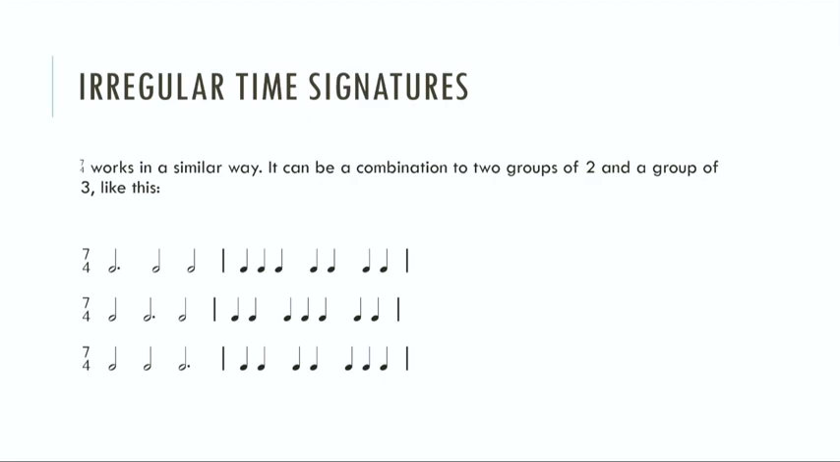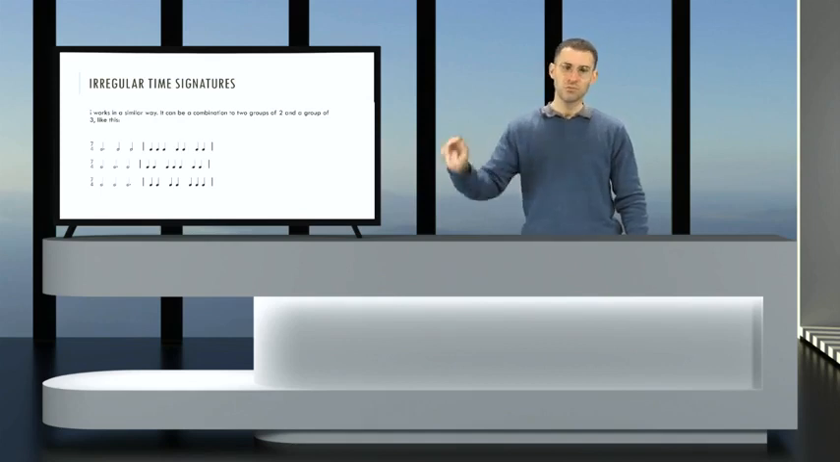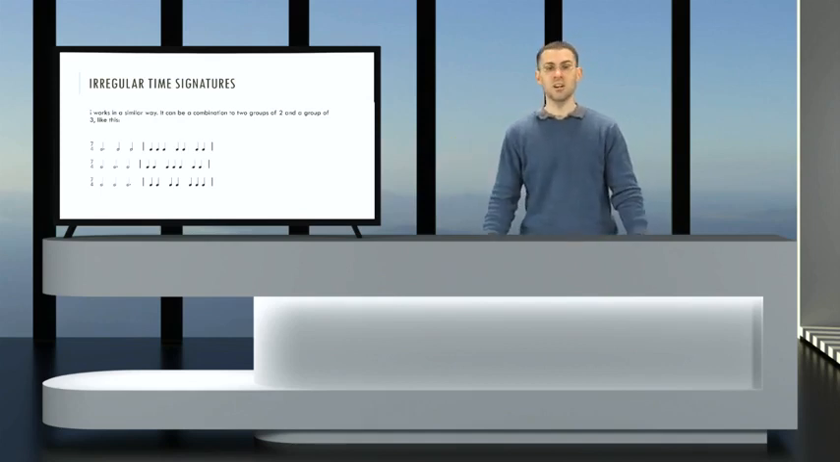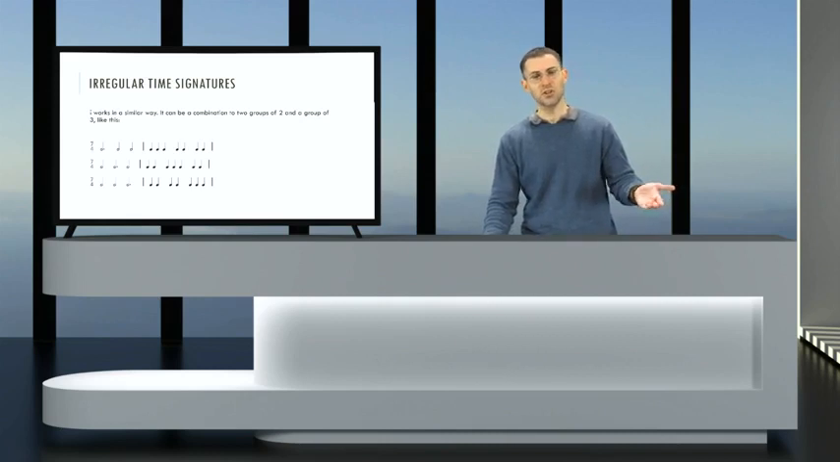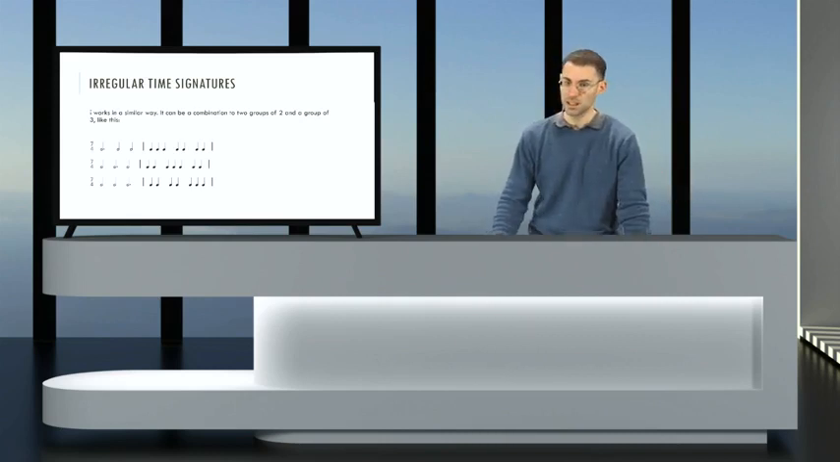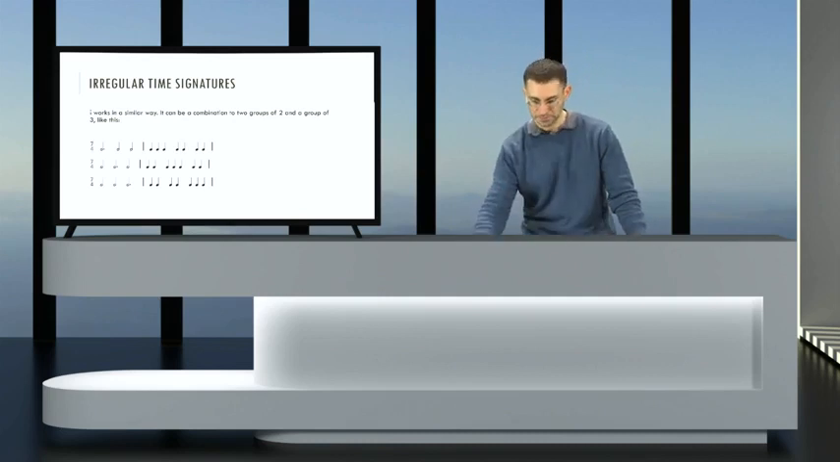Or it could be 2 plus 3 plus 2. 1, 2, 3, 4, 5, 6, 7. Or it could be 2 plus 2 plus 3. 1, 2, 3, 4, 5, 6, 7. Any of those are legitimate. You'll see how I've grouped the notes carefully for you so you can see how they work. Again, it's irregular because it's combinations of 3 and 2, depending on how you group them.